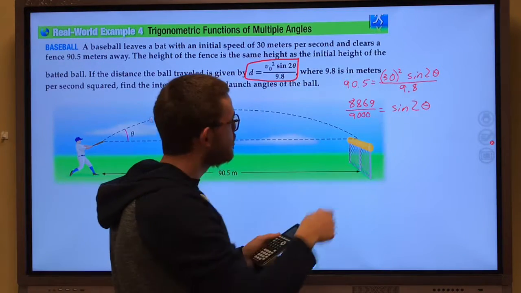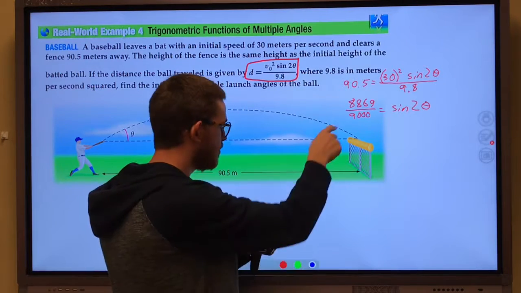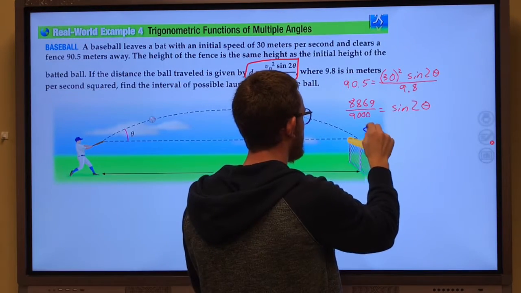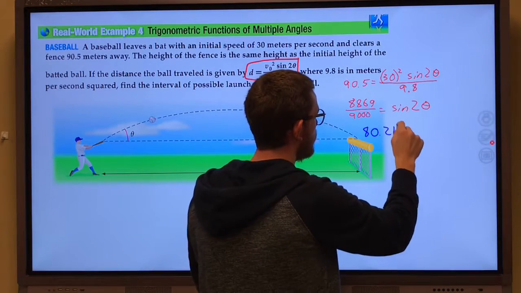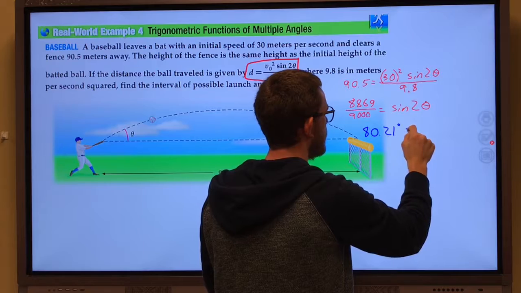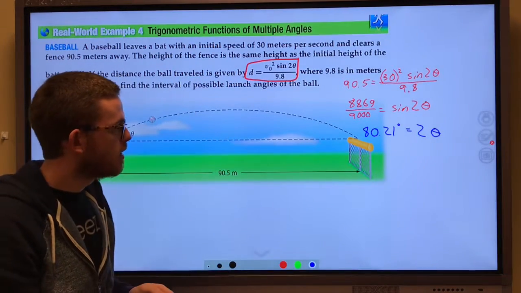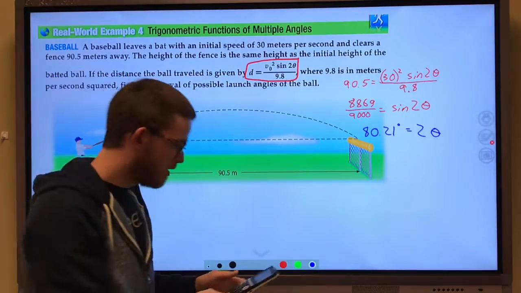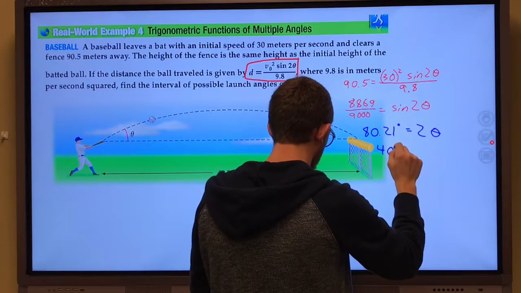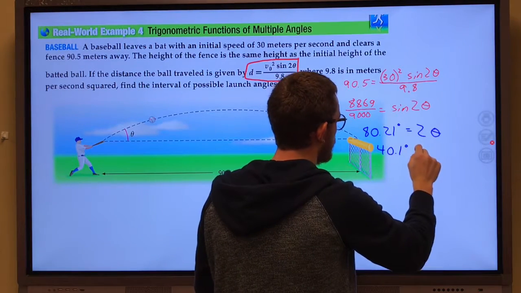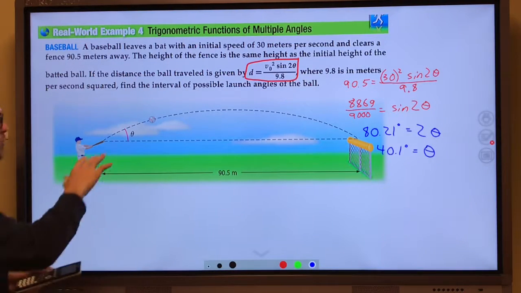Take the inverse sine of both sides. The inverse sine of this fraction gives me 80.21-ish degrees equals 2 times our theta. Of course, when we divide both sides by 2, we get about 40.1-ish degrees equals theta. So think about what's going on here.